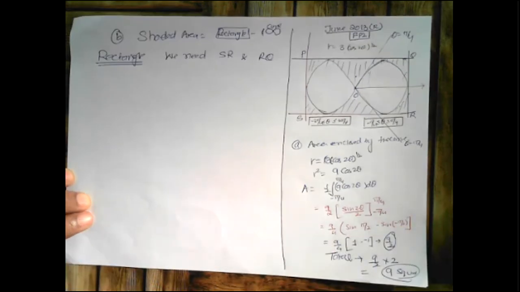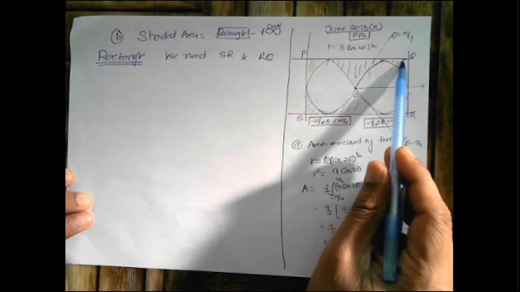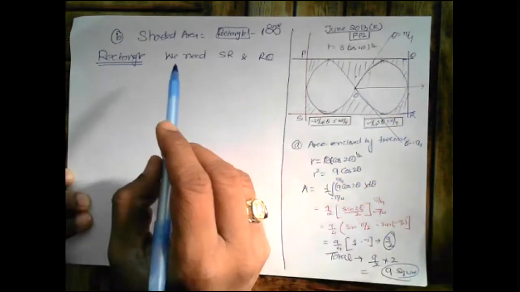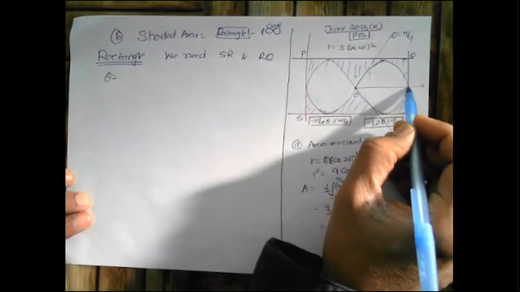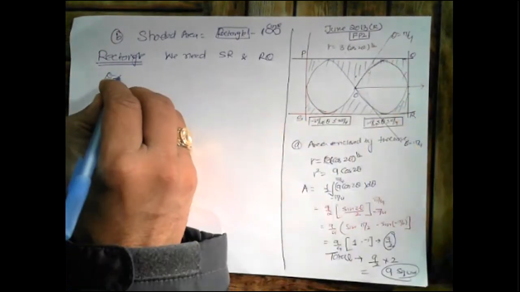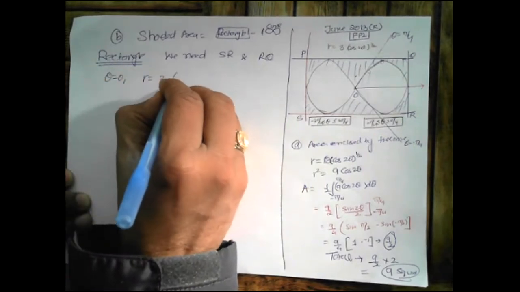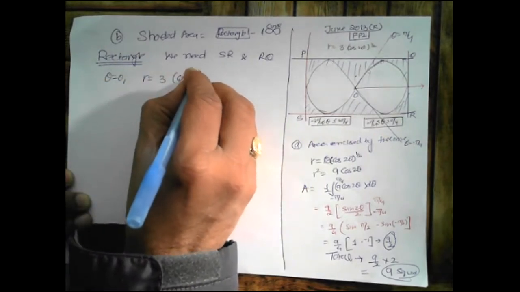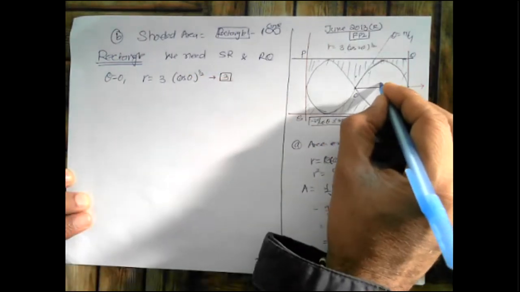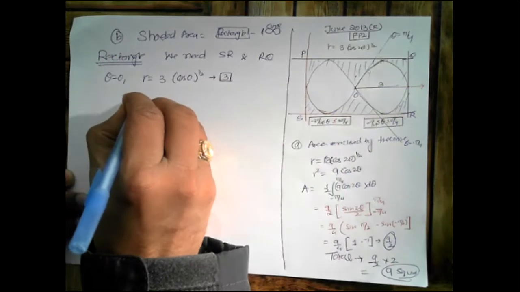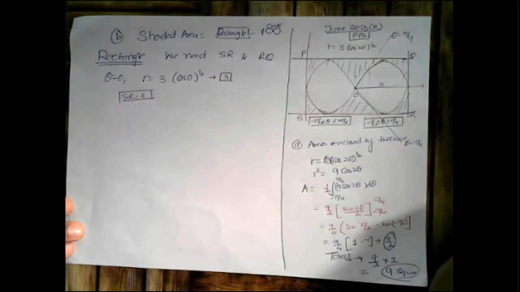As we can see, to work out the area of the rectangle, I need this length and this length. I can see SR is rather simple because as theta is equal to 0, at this point, our r would be 3 times cos 0 to the power half, and cos 0 is 1, so it's 3. That means this length is 3, so SR would be 6. Right, for a 9-mark question, the majority of the marks are now going to be given to me.